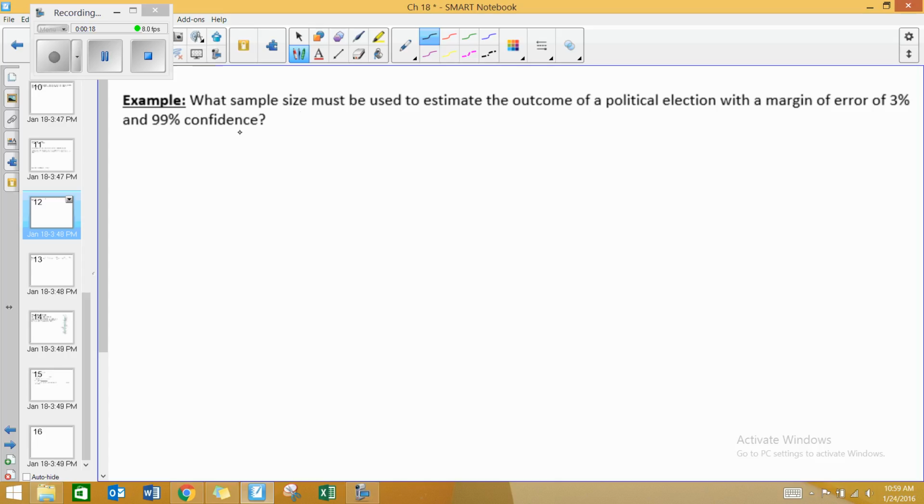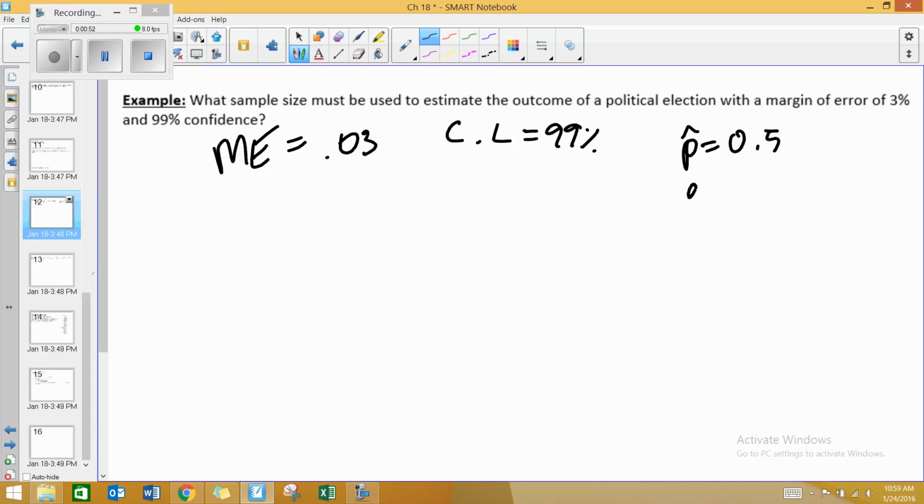So what this means is we're looking at a margin of error of 0.03 and a confidence level of 99%. That's all we've been given. When we haven't been given a sample proportion, we assume p hat equals 0.5. That would mean that q hat equals 0.5. And this is just so that we're not favoring successes or failures.